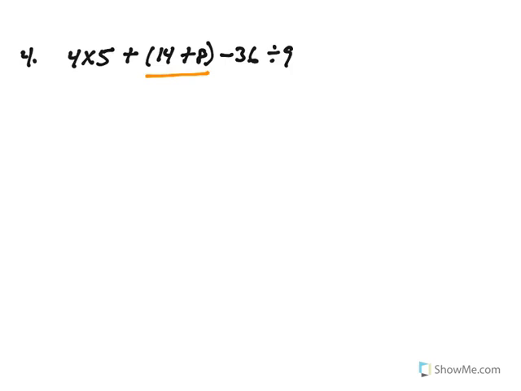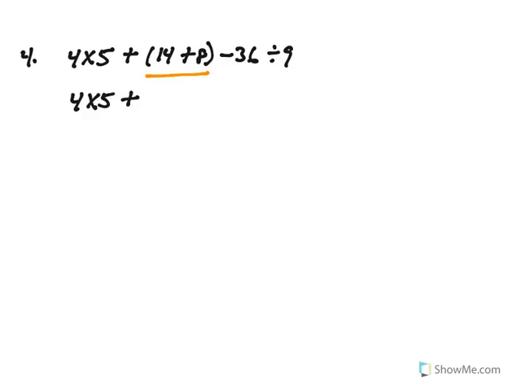Let's do another one. And this time we'll do 4 times 5 plus, in parentheses, 14 plus 8, close parentheses, minus 36 divided by 9. Okay? So let's read it from left to right. Do we have any grouping terms? I do. 4 times 5 is not a grouping term. Adding is not a grouping term, but in parentheses, 14 plus 8, that should be the first thing we should be doing. So we're going to simplify what I underlined in orange.